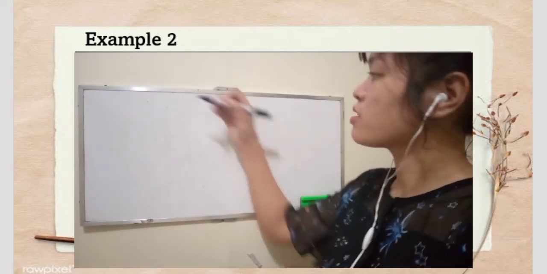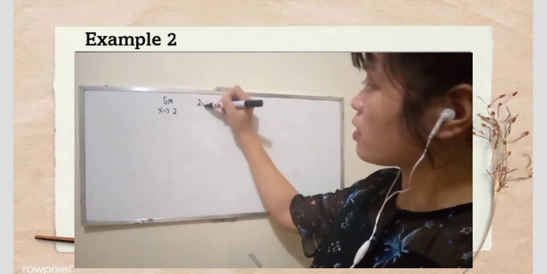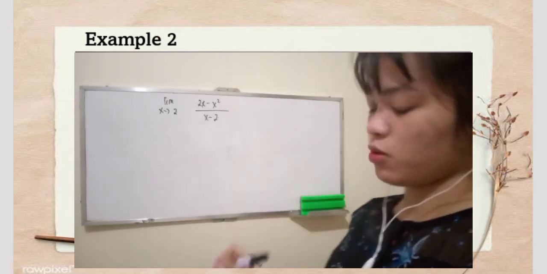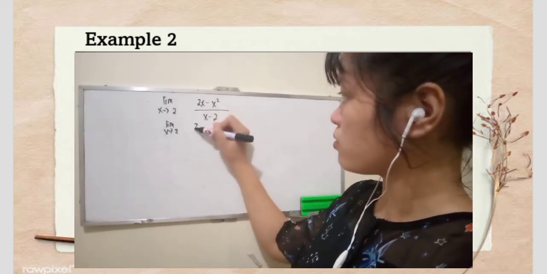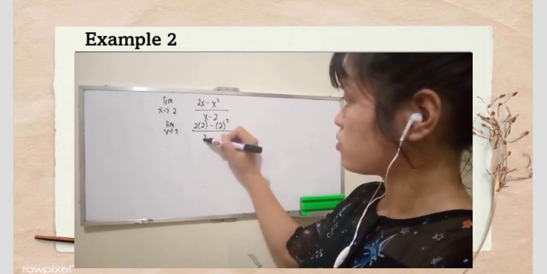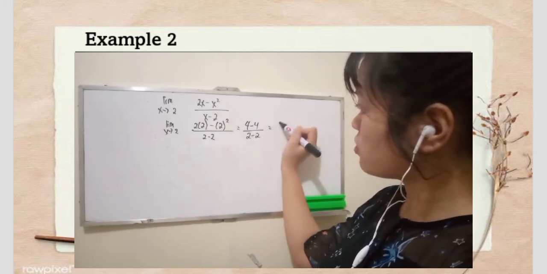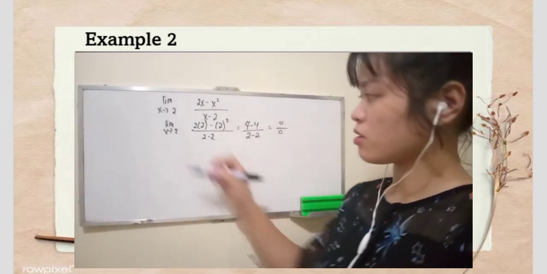Okay, so punta na tayo sa example number 2 ng ating corollary. So, let's say, ang given natin is limit of x approaches to 2 of 2x minus 4 over x minus 2. So, tulad ng ginagawa natin lagi, substitute lang natin yung 2 dito. So, 4 minus 4 over 2 minus 2, 0. Pero try natin ibang ways para hindi siya mag-0.